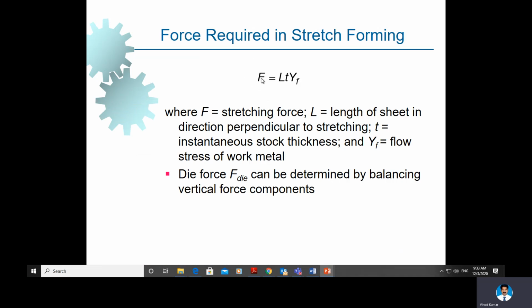So we are interested in calculating the force in stretch forming process, which is area times stress. Area acting is equal to L times T. L is the length of the sheet, and T is the instantaneous stock thickness, and YF is the flow stress acting on the material, which is K epsilon raised to n over 1 plus n. So die force can be determined by balancing vertical force component. So this is the force acting in a stretch forming process.